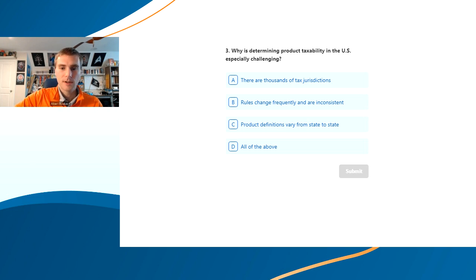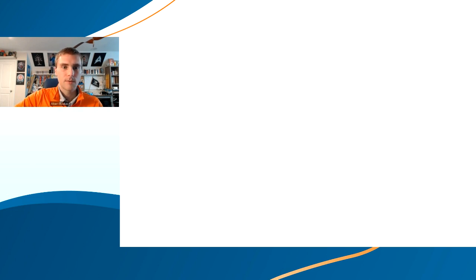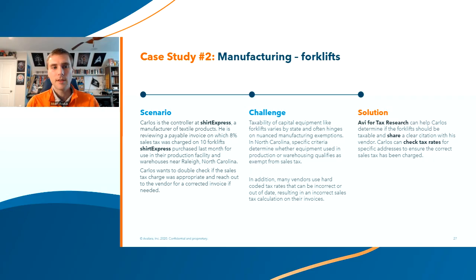So if everybody's answered, I think we're ready to move on. We're going to look at Avi again with another example. So second scenario, manufacturer. Carlos is the controller at Shirt Express, a manufacturer of textile products.